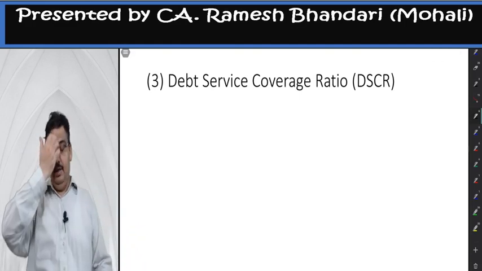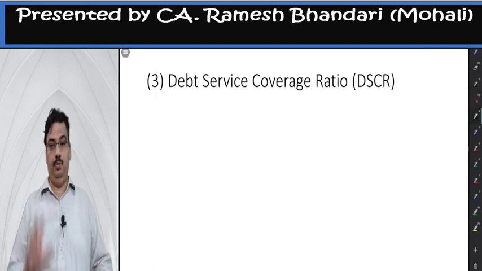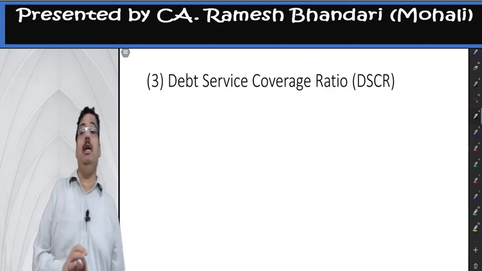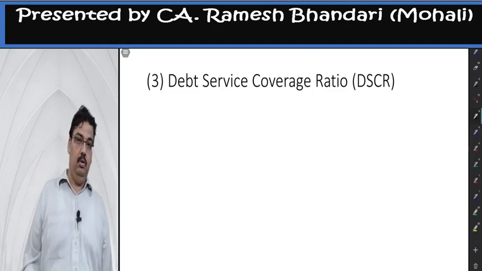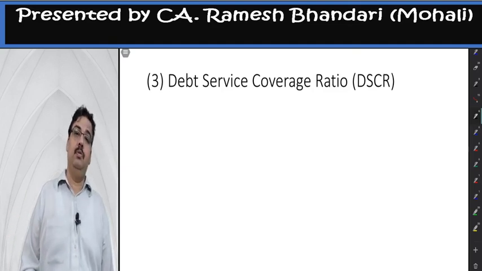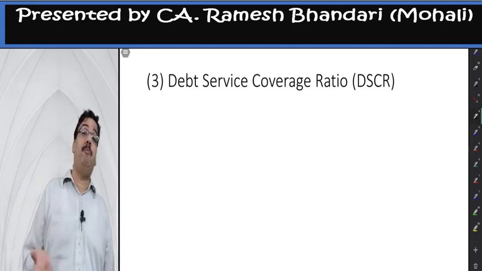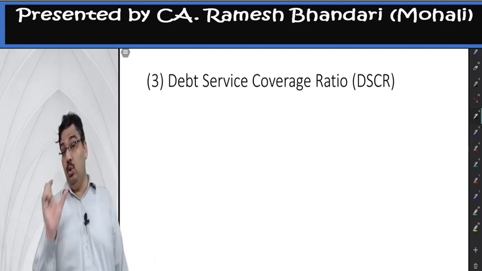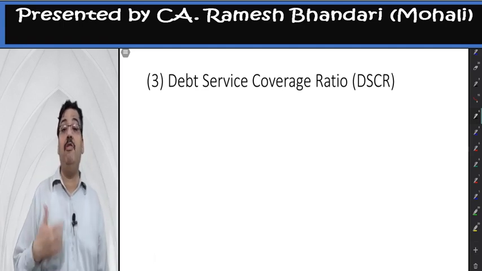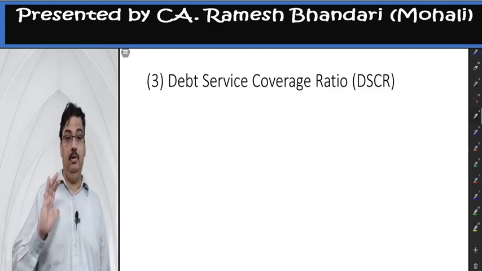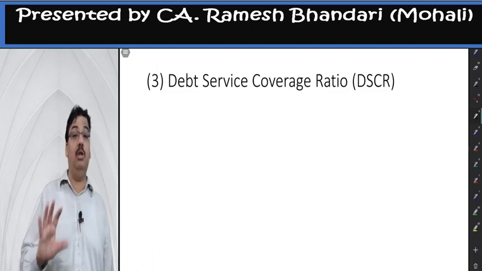Next one, debt service coverage ratio. It is looking at two commitments towards lenders. One commitment is annual interest. Another commitment is repayment of the principal part of their loan in the next year. Now these are two things which are to be serviced out of cash profits being earned by the entity. The formula is a little bigger, but it is a logical formula.